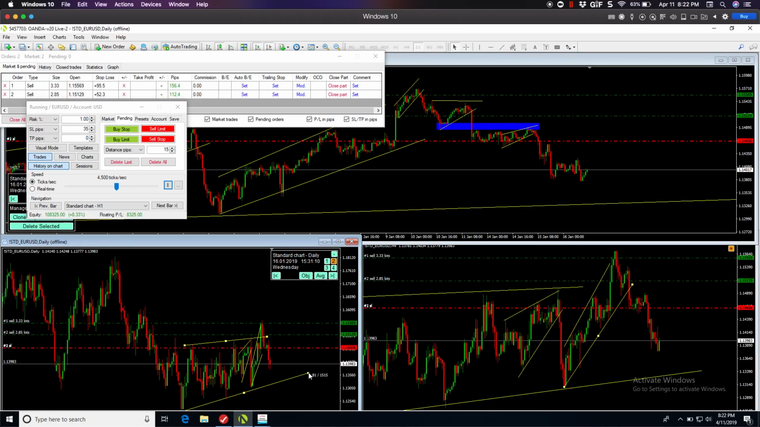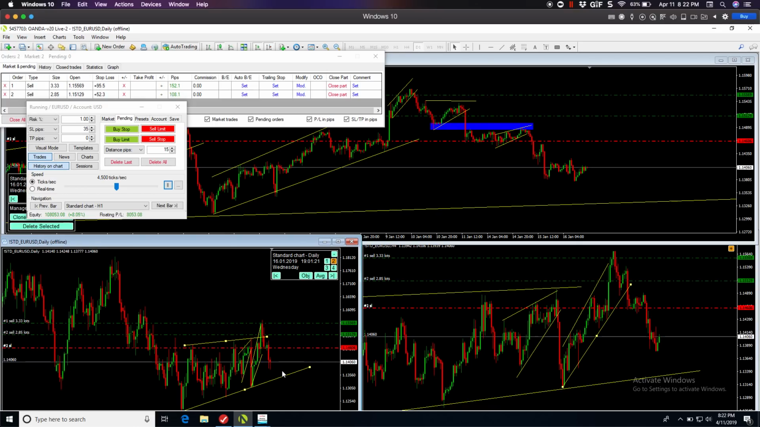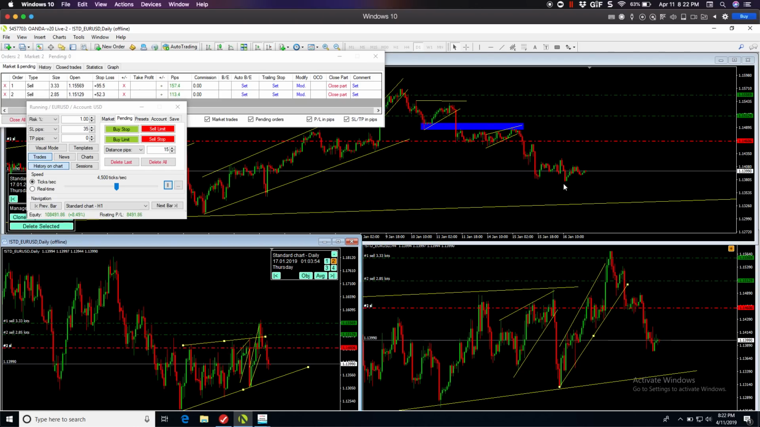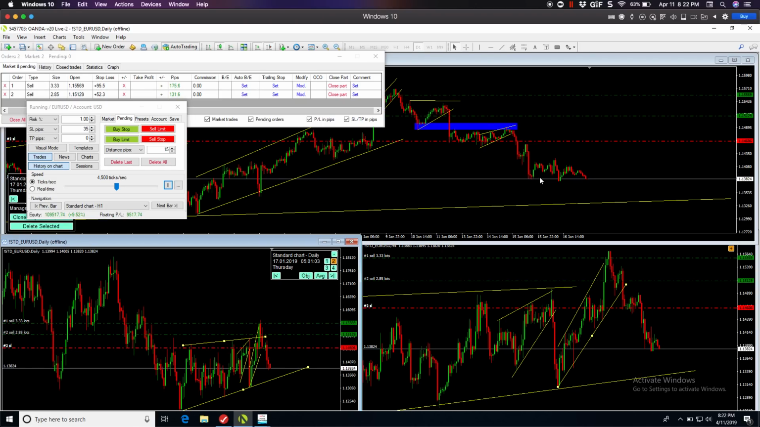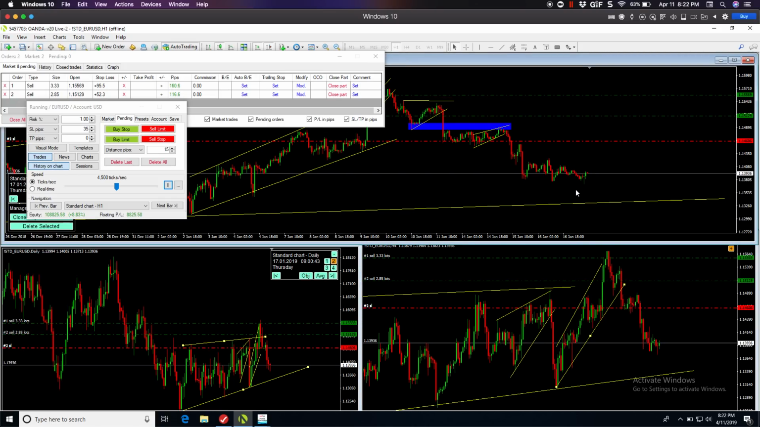As you can see, we're approaching the lower portion of the daily trend line here. Not a big deal. We'll just see how we react. We're kind of just consolidating more or less at this point. What we can do is we can start looking for another entry if we want.